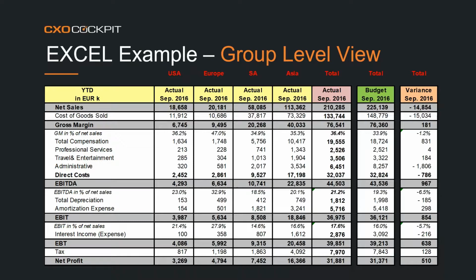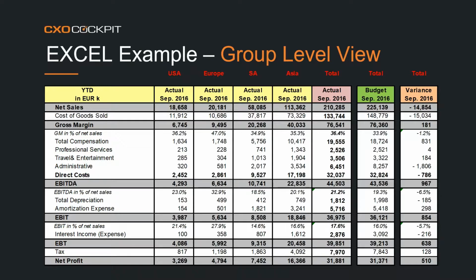So what we can see is on the left-hand side, we've got a column of accounts: net sales, gross margin, EBITDA, EBIT, net profit, etc. And then the columns, we're actually looking at USA actuals, September 2016. Then we've got Europe, South America, Asia, and then we have the totals. We can see the total actual, the total budget, and we can also see the variance as well. It's a typical, very straightforward tabular format of a profit and loss statement that you guys are typically used to seeing.